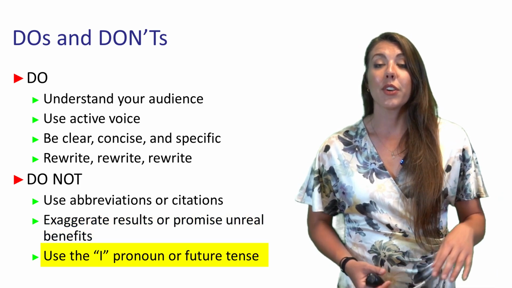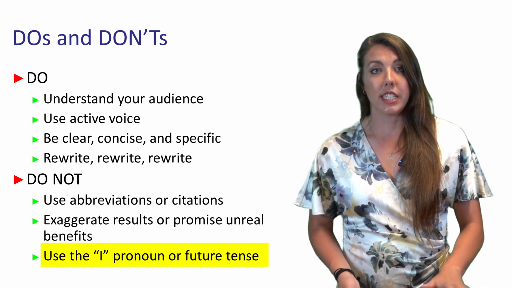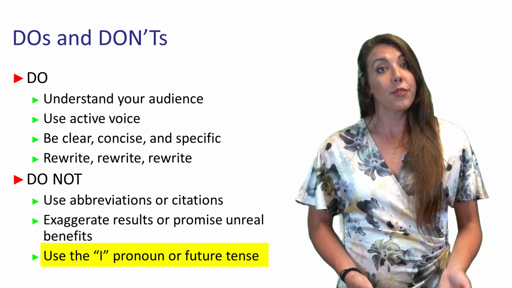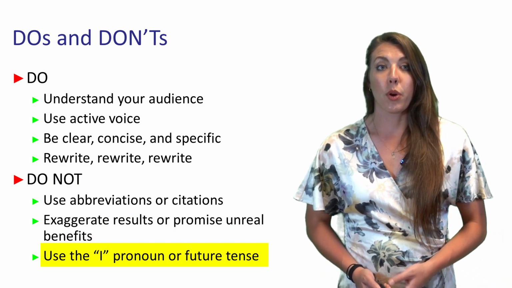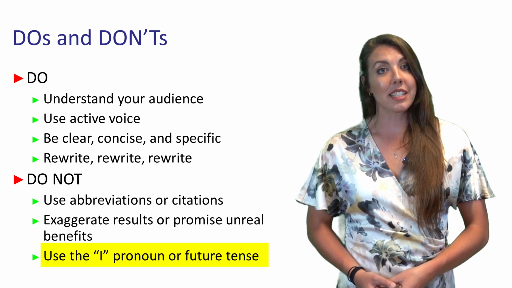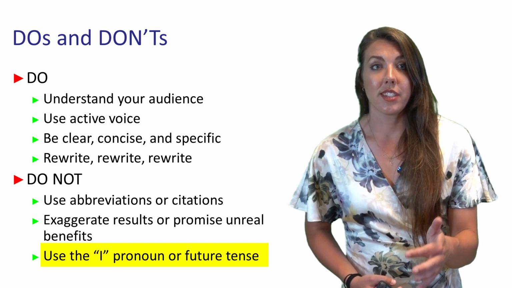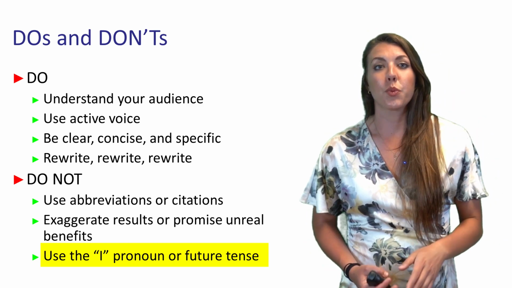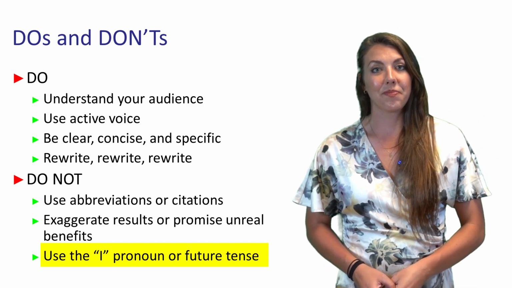Fourth, never use the I pronoun anywhere in scientific communication. Even if you're the only author, use the we pronoun instead. And lastly, never use future tense, except for maybe in the last sentence, which might include some future directions.